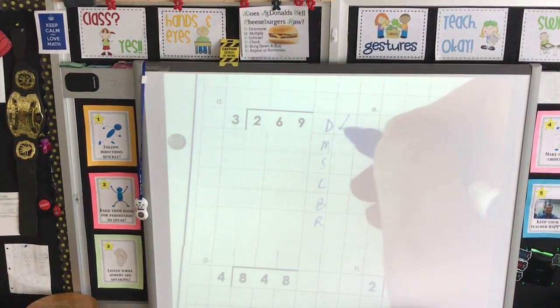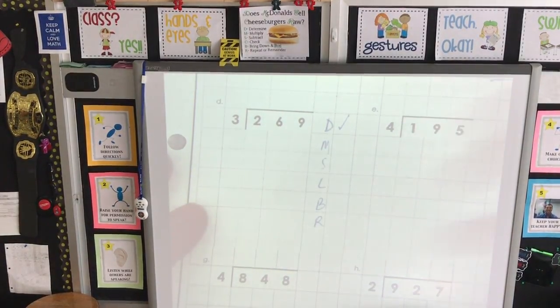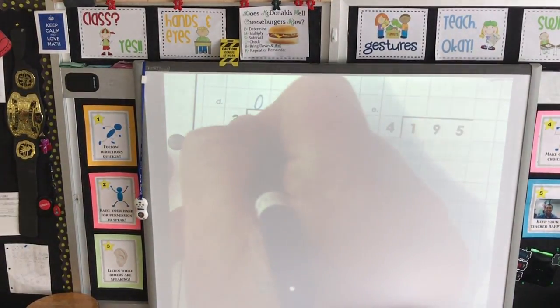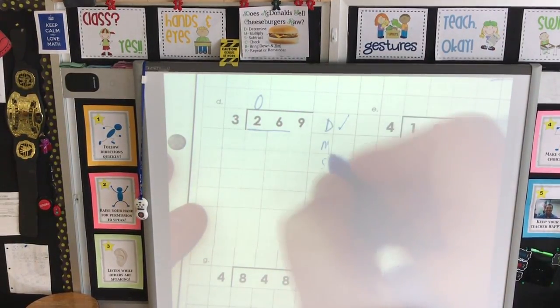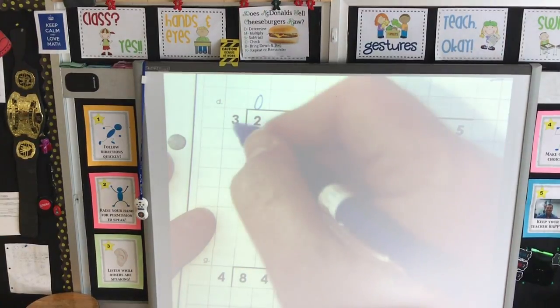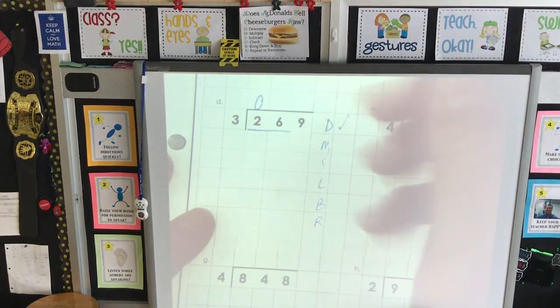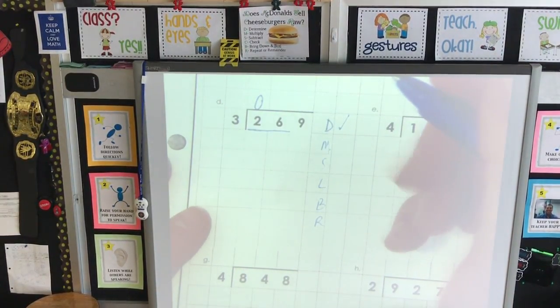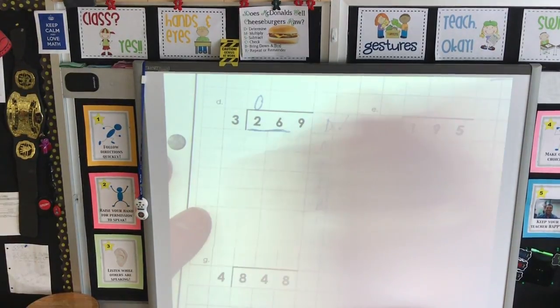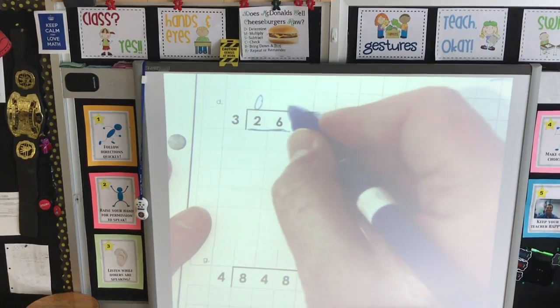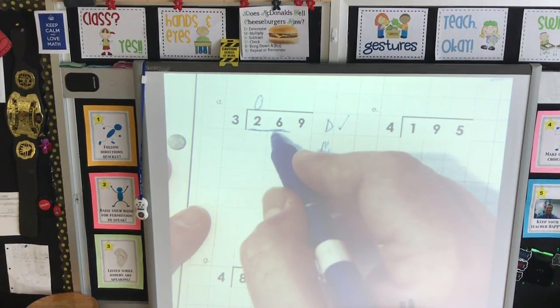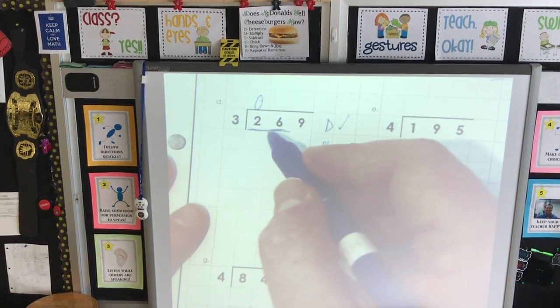Check off determine. What's your number? 3 times what gets me close to 2? Go ahead. 3 times 0. So let's go ahead and underline both digits. Okay, ready? Next, M, go. Multiply 3 times 0 equals, but we're not doing that one, right? Okay, so because we're doing 26, determine again. Ready, go, sorry. Determine 3 times what gets me close to 26 without going over.